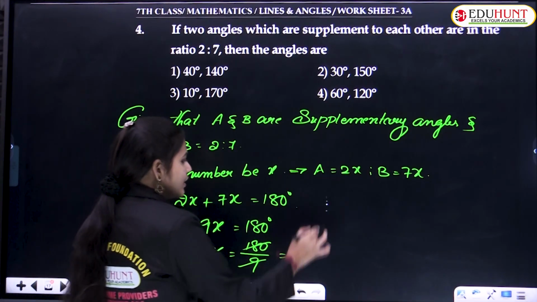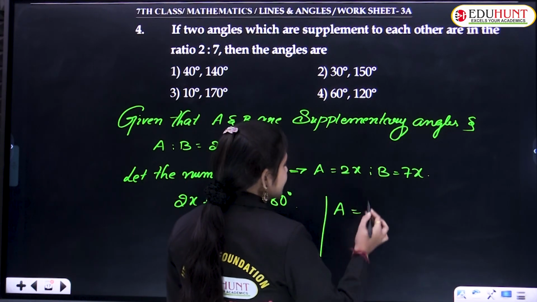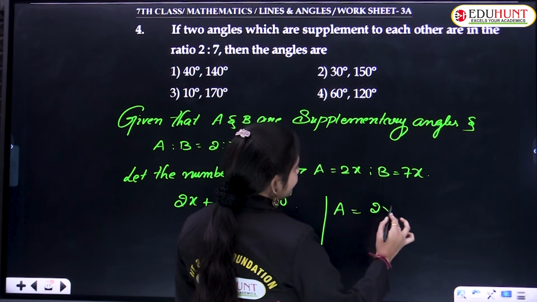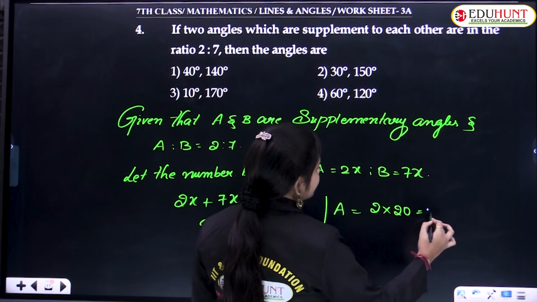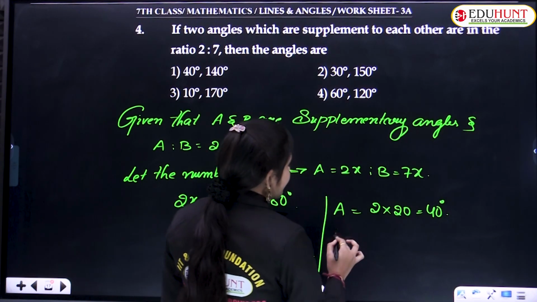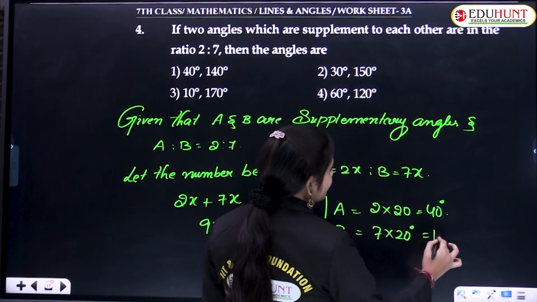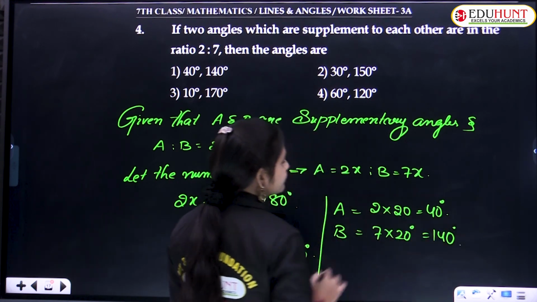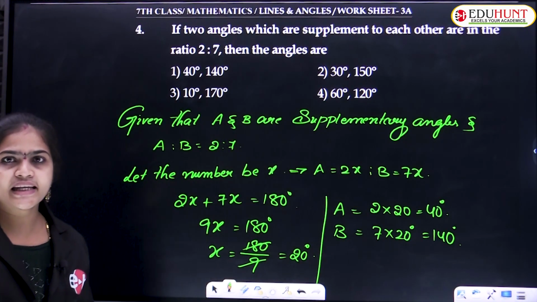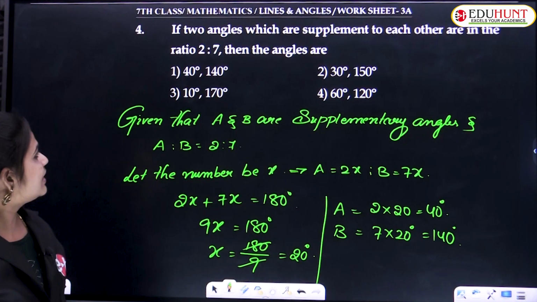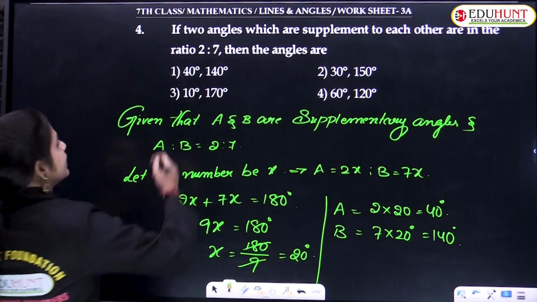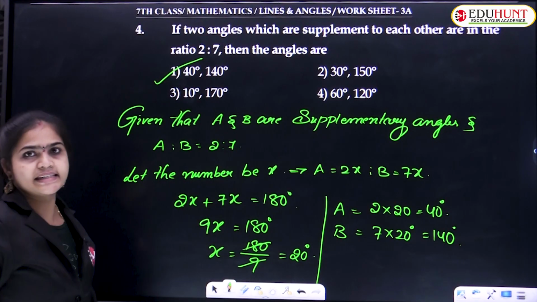Okay, ma? Now here A is equal to, the angles we need to find out, no? So 2 into 20 is equal to 40 degrees. B is equal to 7 into 20, which is equal to 140 degrees. 140 plus 40, 180. Clear, ma? Then here what are those angles? 40 degrees and 140 degrees.